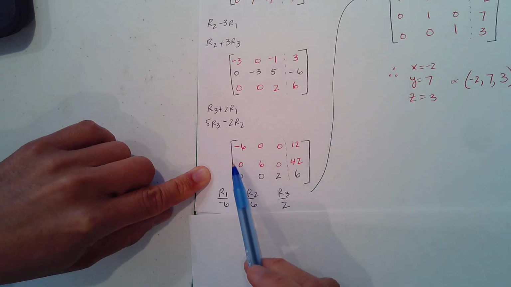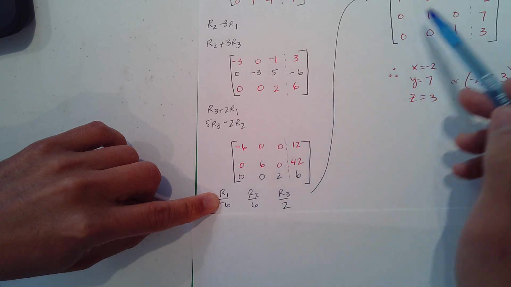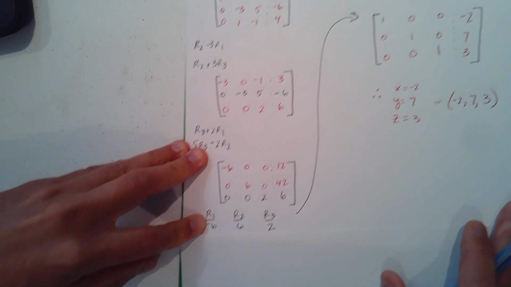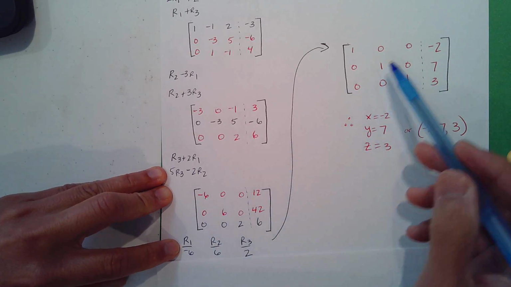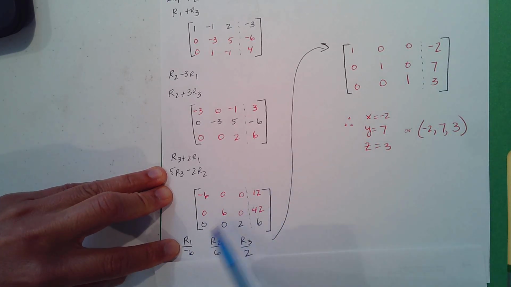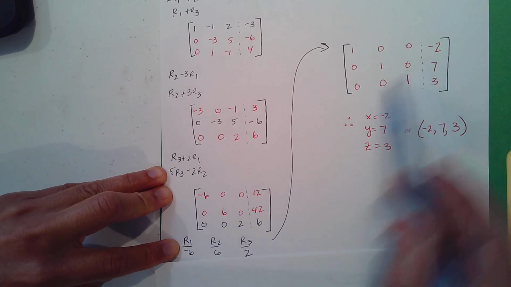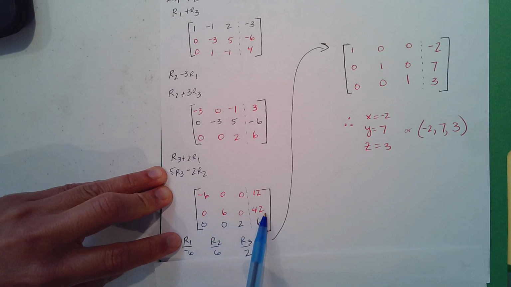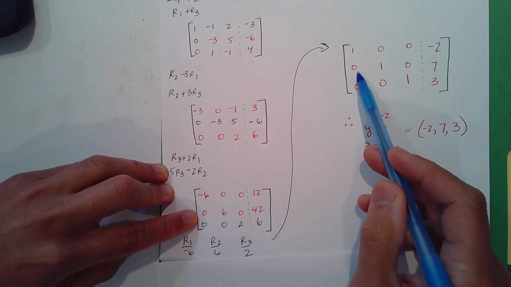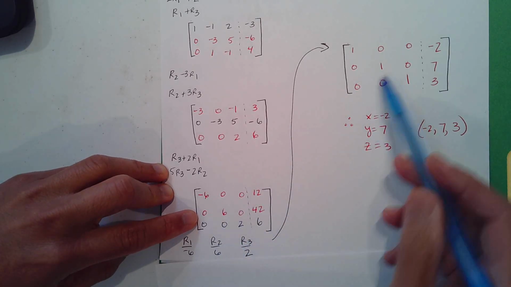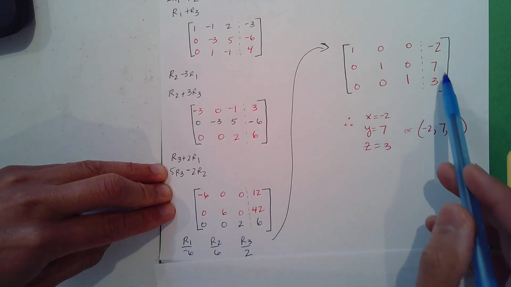As you can see, negative 6 divided by negative 6, 1. 0 divided by negative 6, 0. 0 divided by negative 6, 0. And 12 divided by negative 6, negative 2. The rule for row 2, we take row 2 and divide it by 6. 0 divided by 6, 0. 6 divided by 6, 1. 0 divided by 6, 0. 42 divided by 6, 7.